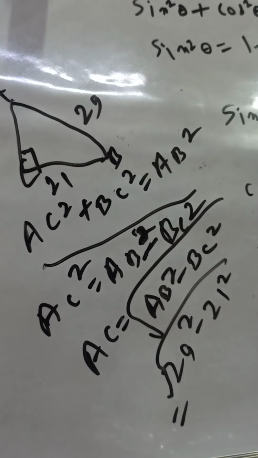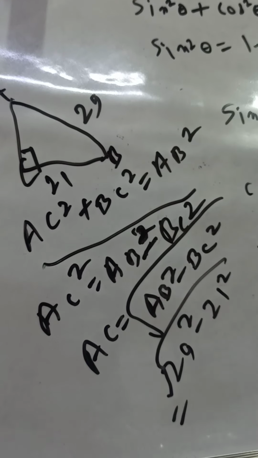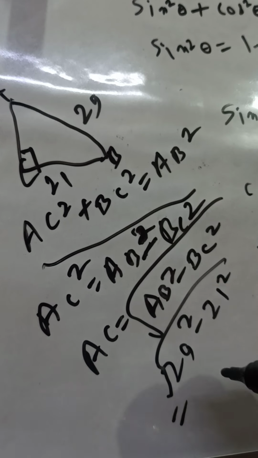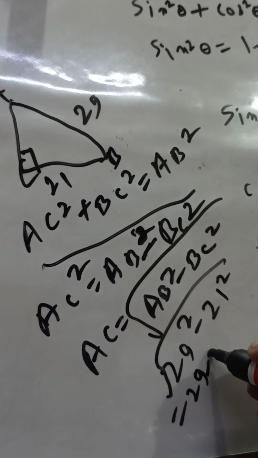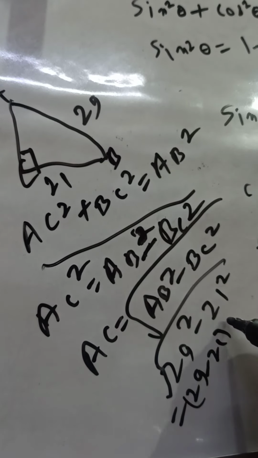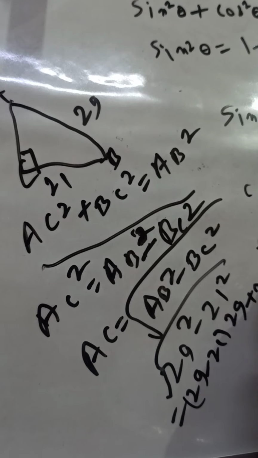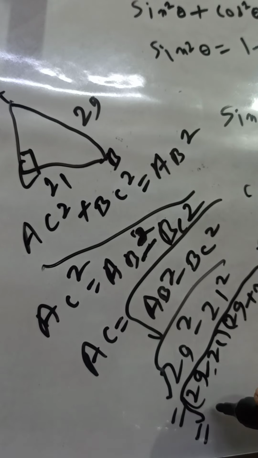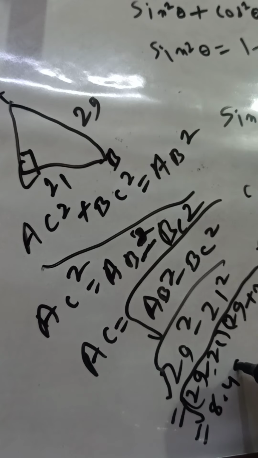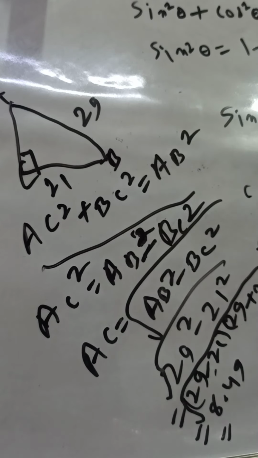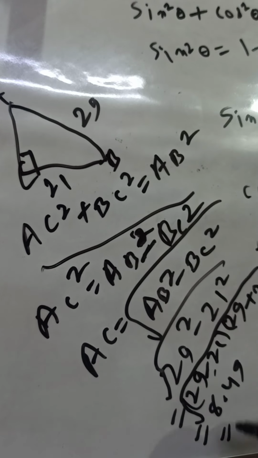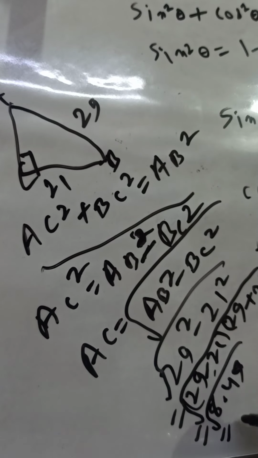Then A square minus B square is equal to A minus B whole into A plus B. The formula is there. That is root over 29 minus 21 whole into 29 plus 21. Very easy. Take the root over. 29 minus 21 is equal to 8. This is equal to 8 into 49, root over 420.